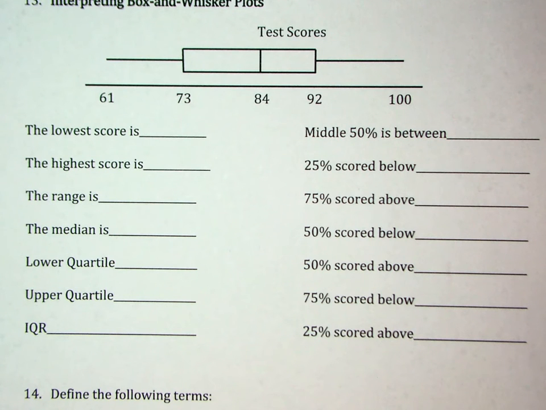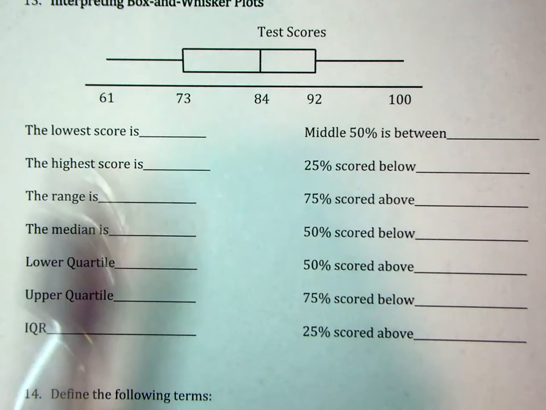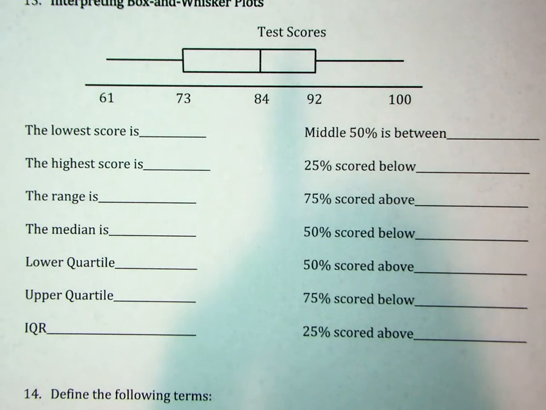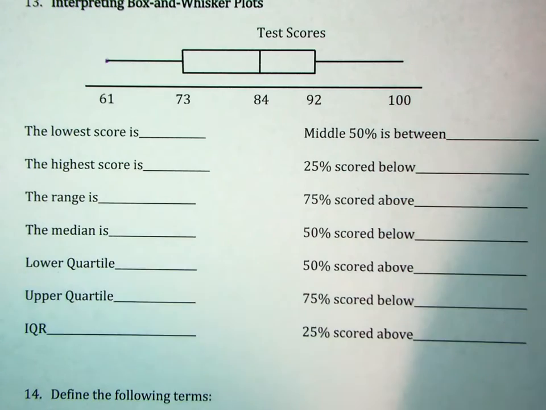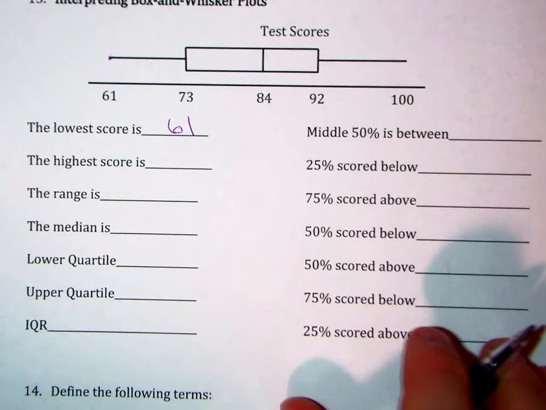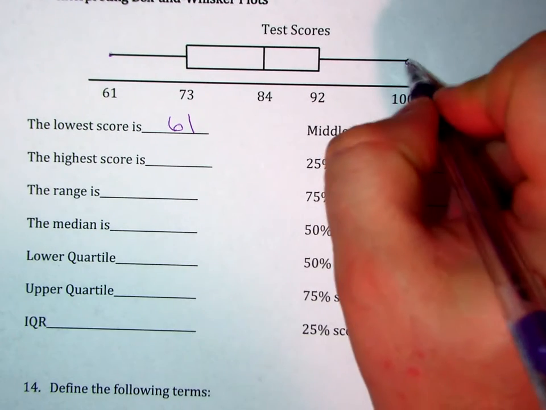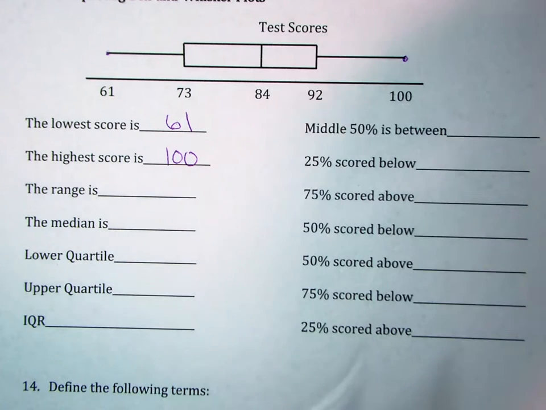Problem number 13. Interpreting box and whisker plots. This whole section probably will not take you a whole lot of effort, but is basically just looking at the box and whisker plot that's provided and answering each statement. The lowest score is, well, that would be the lowest point on my box and whisker plot, 61. The highest score is, that would be the highest point on my box and whisker plot, 100.